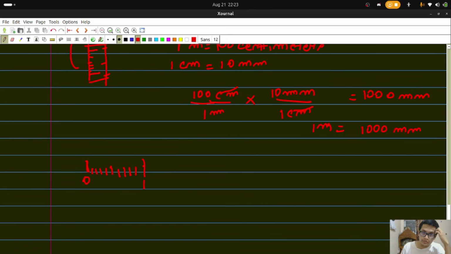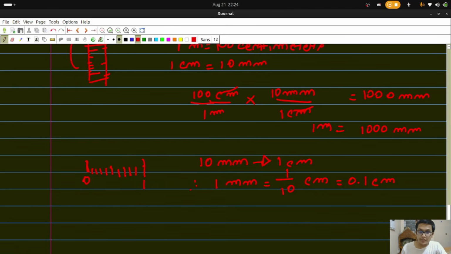If we know 1 centimeter is 10 millimeters, then we can also write that 10 millimeters equals 1 centimeter. And for that, we can also write 1 millimeter equals 1/10 centimeter. If you type it in your calculator, you get 0.1 centimeter. That means, what did I say? These lines are the smallest millimeter divisions.